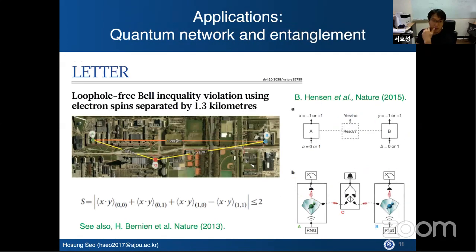Okay, so for application, let me just quickly go through the possible applications. So if you have coherent quantum system, then you can do lots of quantum information experiments, right? So a few years ago, now it's almost 7 years ago, when this paper was published, lots of people were surprised. So in this experiment, they put 2 different diamond NV centers in 2 different places, which are separated from each other by more than 1 kilometer. And then people have shown loophole-free Bell inequality violation using these 2 remote NV centers, using heralded entanglement generation schemes.